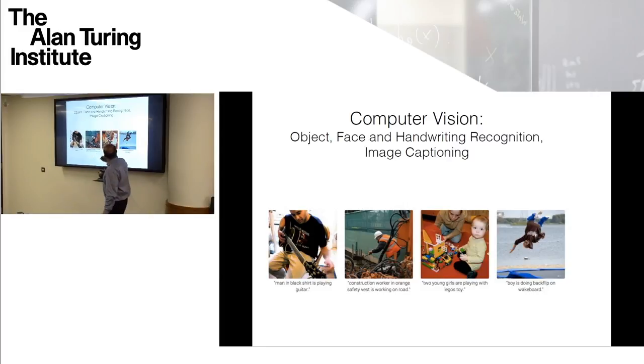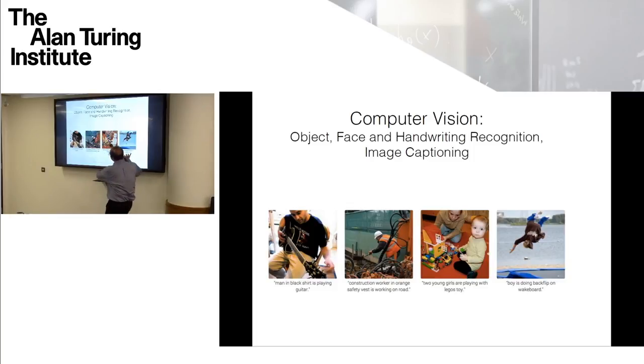This is a nice example of image captioning, where you give the computer this image, which it has never seen, and it comes up with the text: man in black shirt is playing guitar. Construction worker in orange safety vest is working on road, etc., etc. Okay, this is not quite accurate. Doing backflip on a wakeboard, well, that's a trampoline by the water. Okay, you can excuse the computer for getting a little confused there.